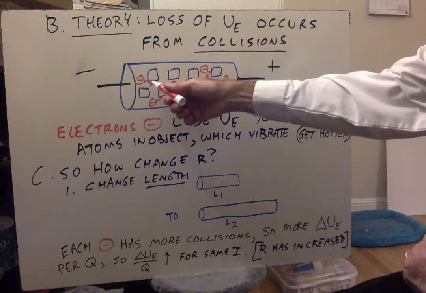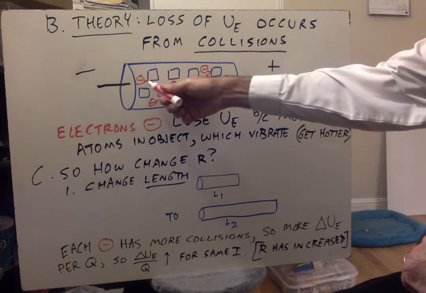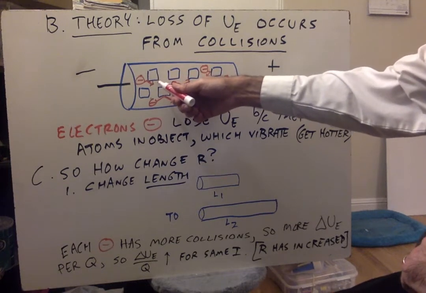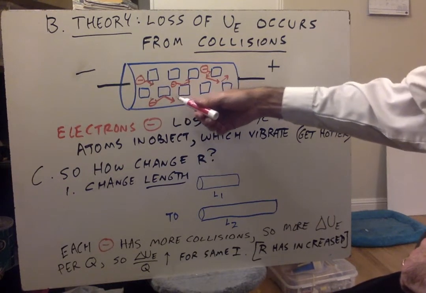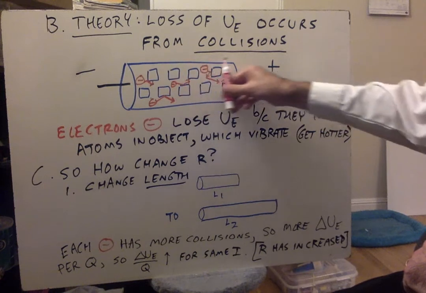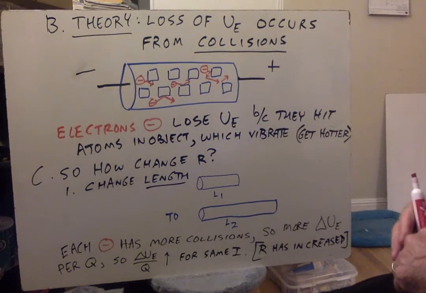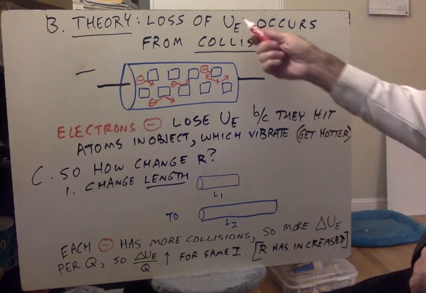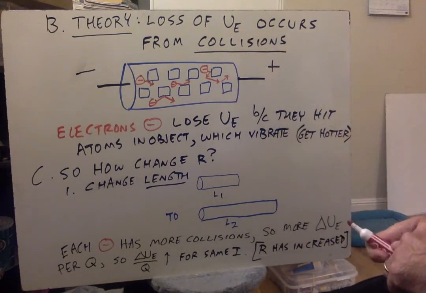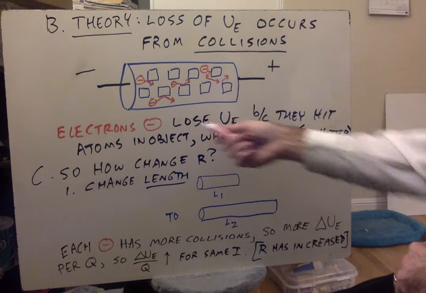And as they move, they collide. They may start to increase in speed and then they hit something and they slow down. They lose energy. Then they start to increase and then they hit something and they slow down. But in general, they drift towards the right under the influence of the electric field created by the battery. So that's why there's the loss of energy that comes from collisions. Right? So that's written here.